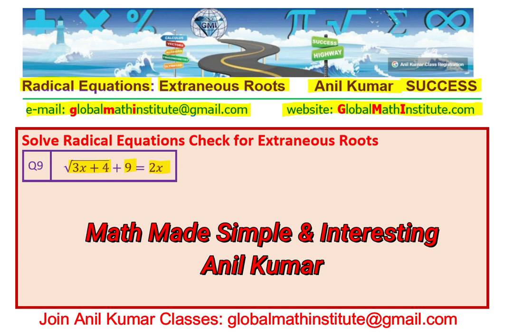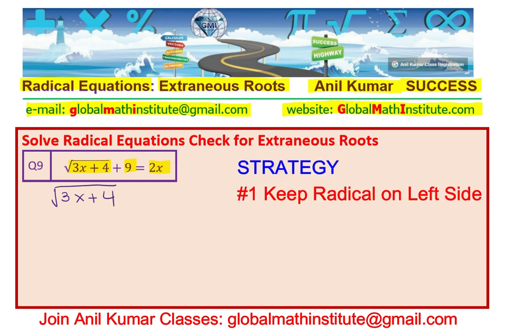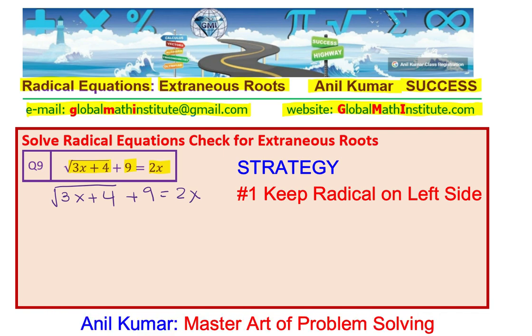Now, let's look into the solution and strategy to be followed for answering such questions. So let's rewrite the equation, which is square root of 3x plus 4 plus 9 equals 2x. The first step always should be to keep the radical on one side. So we'll take 9 to the other side. So we have square root of 3x plus 4 equals 2x minus 9. So that should be our first step.